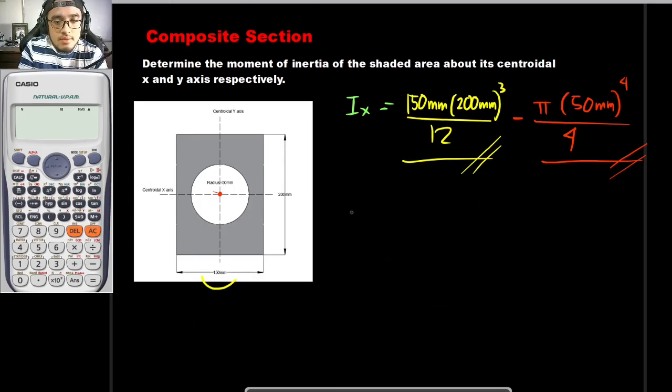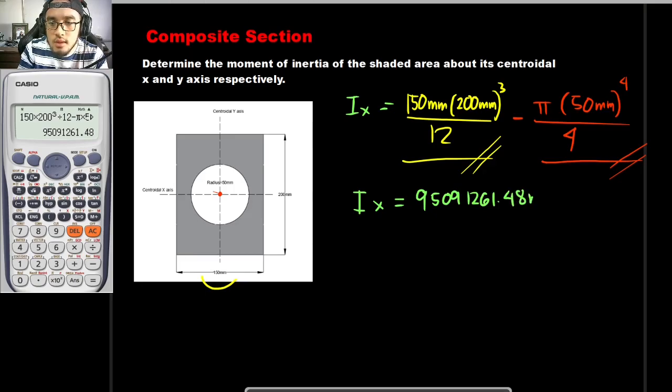So there, substituting known values, Ix is equal to, looking once again to the calculator to your left, our answer for Ix is now equal to 9,509,1261.48 millimeter raised to 4th. So that is the value for Ix. So we have already solved for Ix.